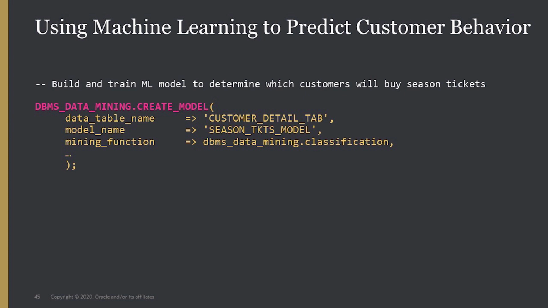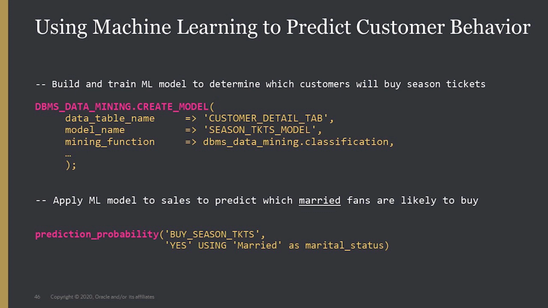So here's an example. I'm going to build and train a machine learning model to determine which customers will buy season tickets. So you see this procedure I call here. All I've got to do is pass it the table name that I'm building the model on, the name of the model, and the algorithm I'm going to use. Once I've done that to build the model, I can run predictions.